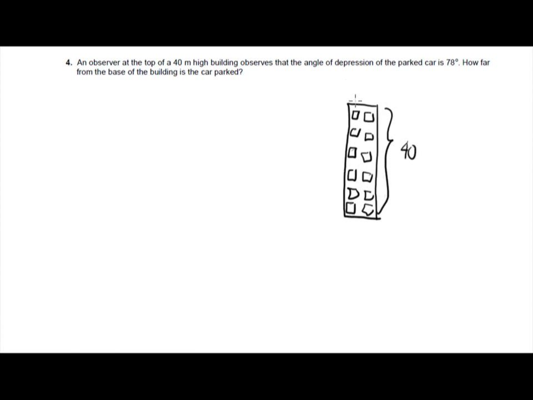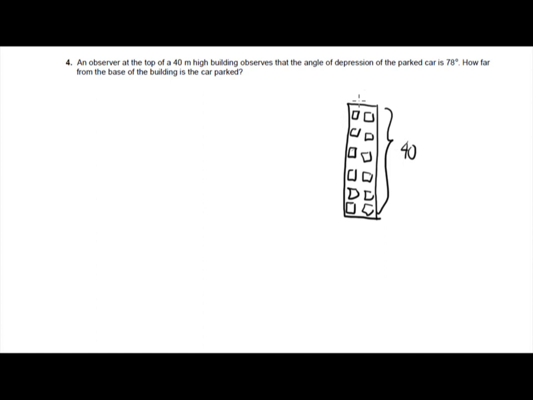So we can use a 20-meter high building. It's up to you if you make an actual building, but in most cases you just have to make a vertical line. But just to make it look like a building, we'll draw a building with windows. And then on top of this 40-meter high building, there is an observer.